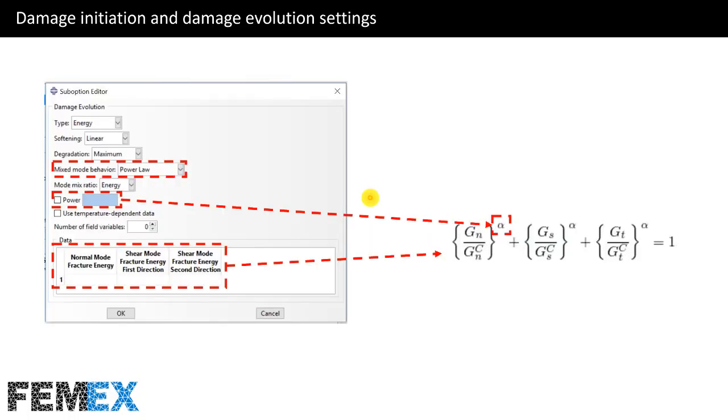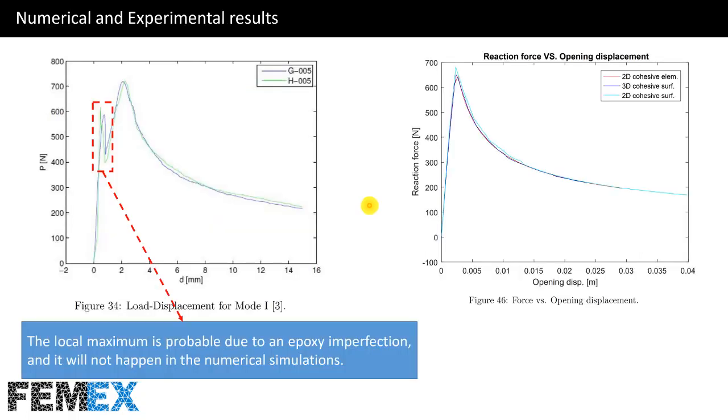In the tutorial, I have completely talked about damage initiation and damage evolution settings. Here we have both of the numerical and experimental results presented in the thesis. And at the end of the premium tutorial, I have obtained the similar force displacement curves. And this local maximum is probable due to an epoxy imperfection, and it will not happen in the numerical simulations.